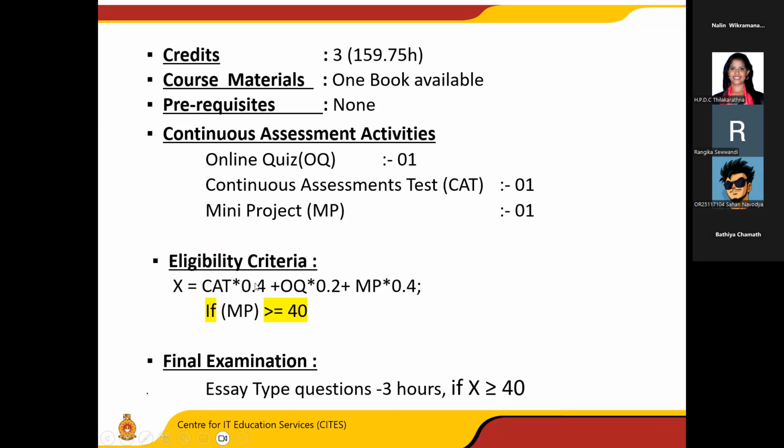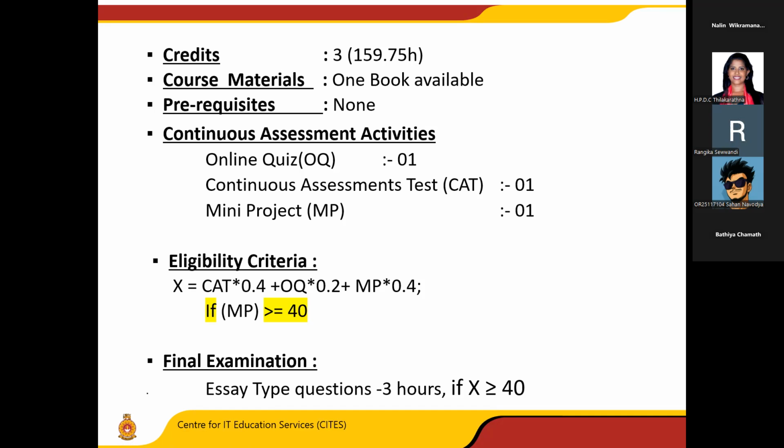5% is taken from the mini project and 20% from the OQ, and the remaining 40% is taken from the CAT. Notice that we have an if condition here, which means that to be eligible, you must obtain greater than or equal to 40 marks for the mini project. So that's why I mentioned that the mini project is compulsory. Therefore, to be eligible, you must fulfill both criteria.